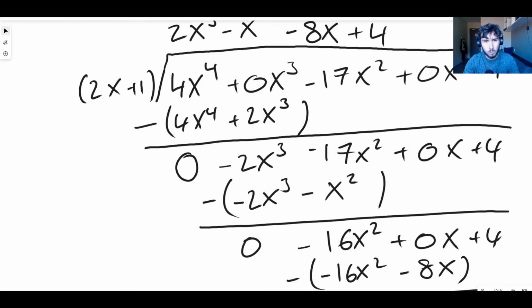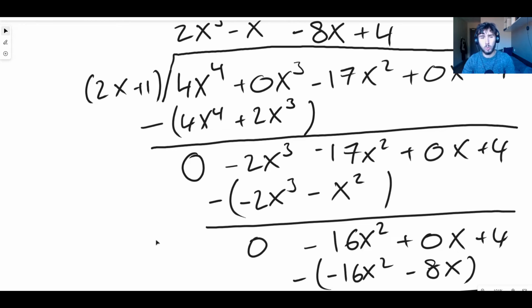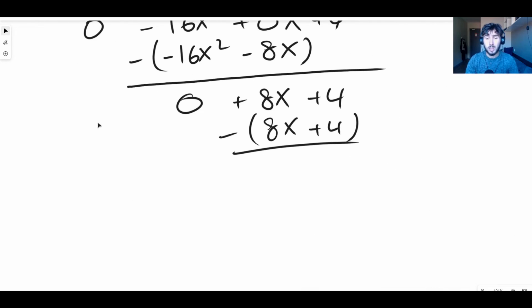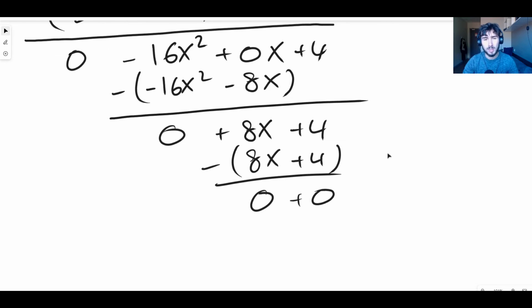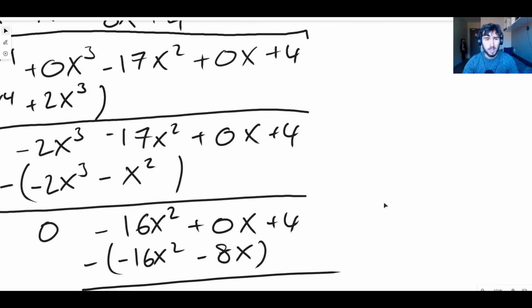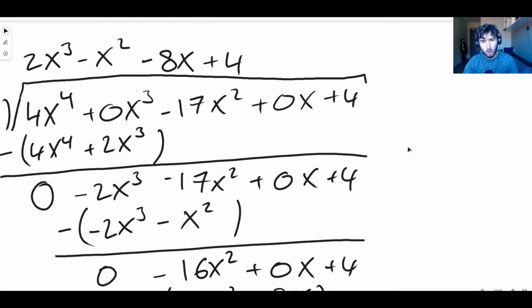So that was 4 times 2x and 4 times 1. 8x minus 8x is 0. Good. And 4 minus 4 is 0. Just like that. And so we have zeros. That's what we're looking for. Once we get to the zeros, we're finished. And look at that. We've got our answer.